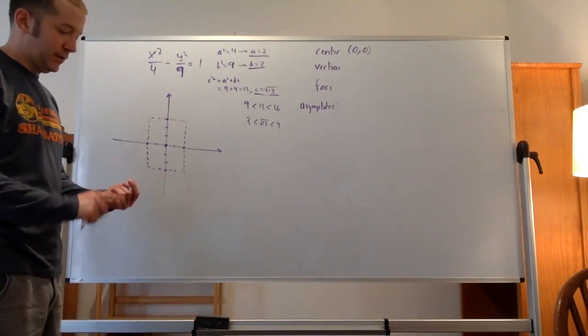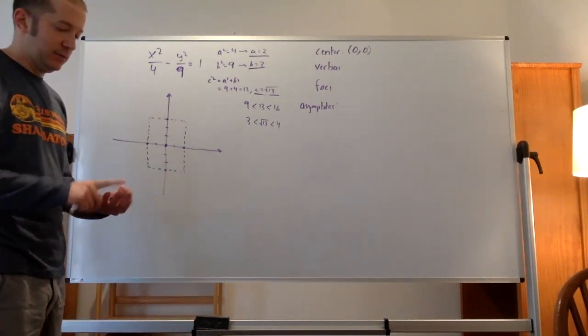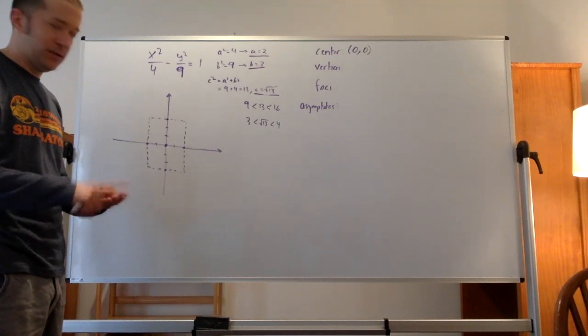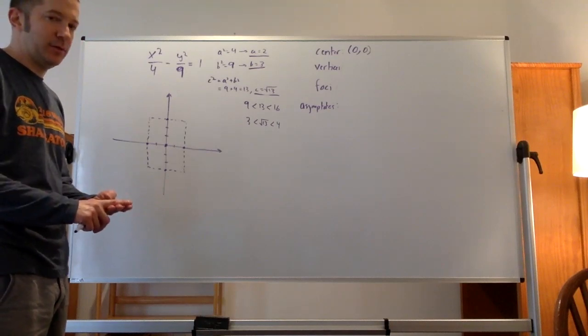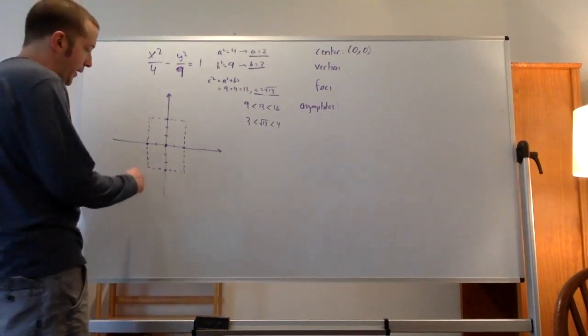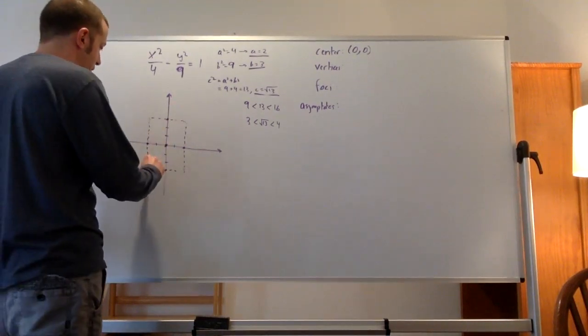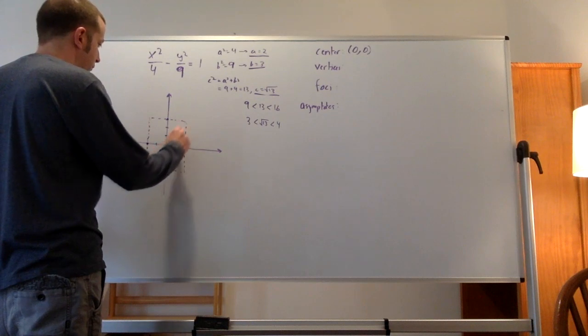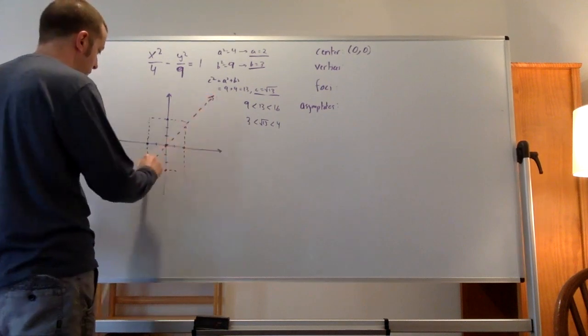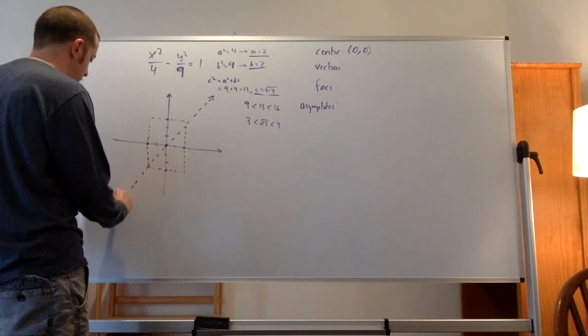Step 1, find the center. Step 2, identify A, B, and C. Step 3, draw the rectangle. Step 4, draw the asymptotes. The asymptotes are going to go through the diagonals of this box I just drew. So they're going to look like that. They're going to look like that.